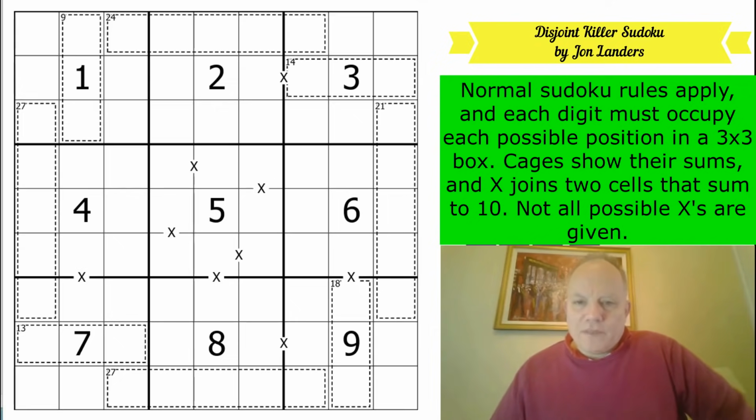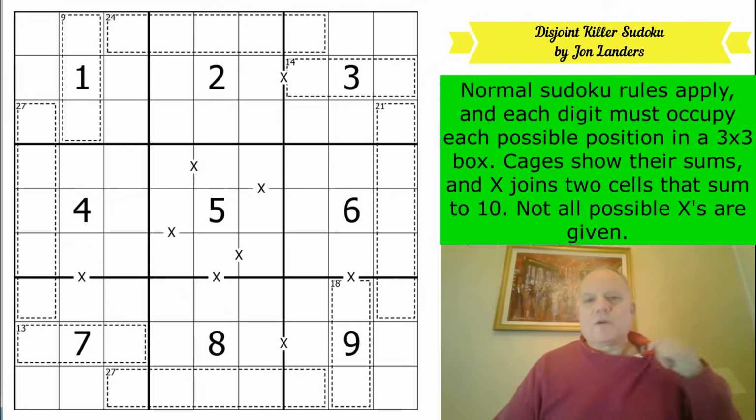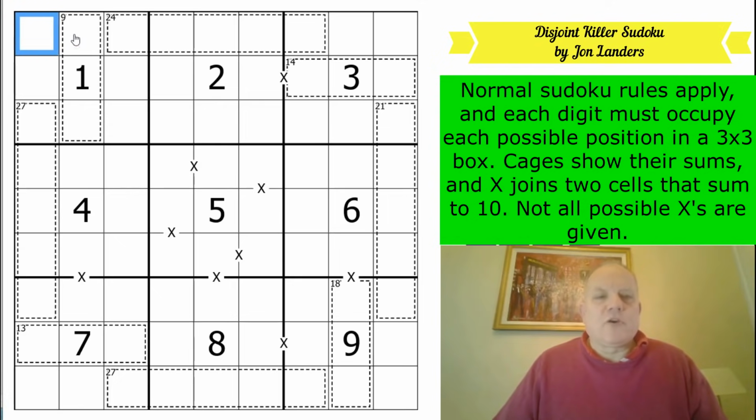Anyway, what have we got going on in this puzzle? This is a disjoint subset Sudoku. That means that each digit must occupy each possible position in a 3x3 box. Now, what does each possible position mean? Well, one of the possible positions is top left in a 3x3 box. One is middle left, one is top right, and so on. We sometimes call these positions 1, 2, 3, 4, 5, 6, 7, 8, and 9, analogous to the box numbers that we use. But the point of the rule is that the number 1 must appear in each one of those positions in this puzzle.